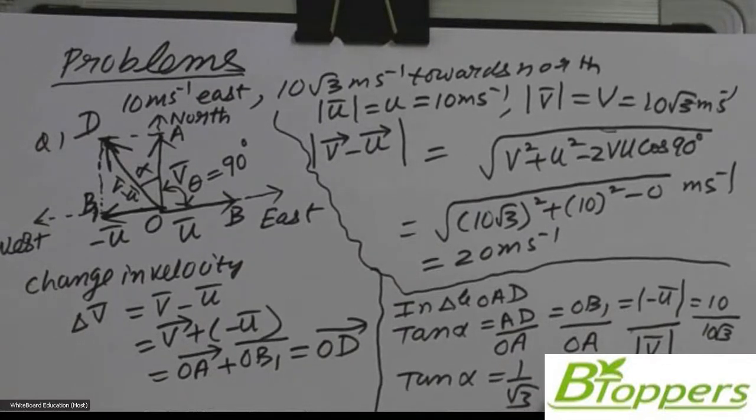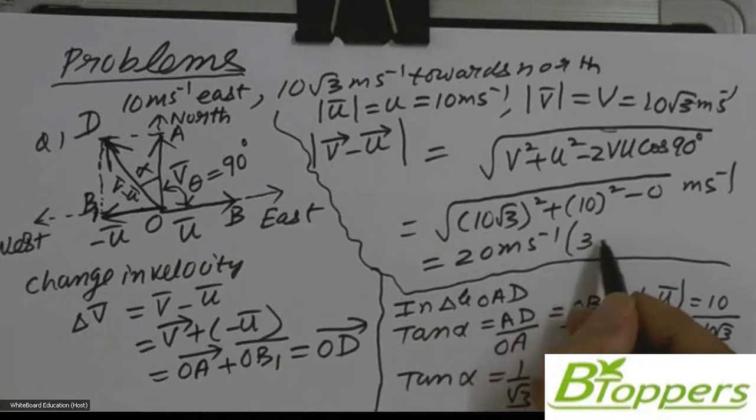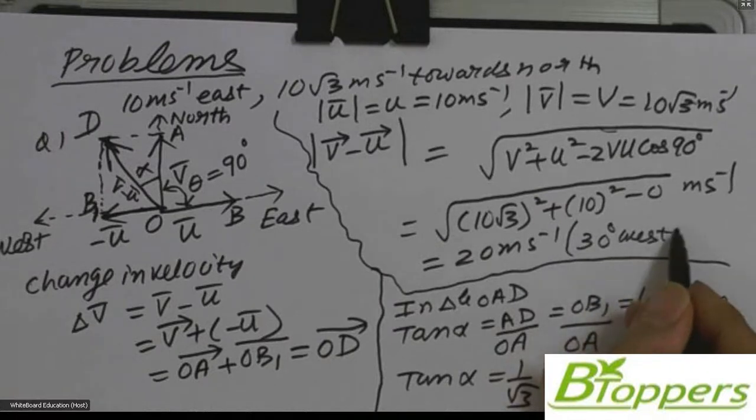But knowing that the value of tan 30 is 1 by root 3, you get alpha equal to 30 degrees. That means the change in the velocity vector makes an angle alpha equal to 30 degrees with the north direction and inclined towards west. Therefore, the answer can be written as 20 meters per second in the direction 30 degrees west of north.